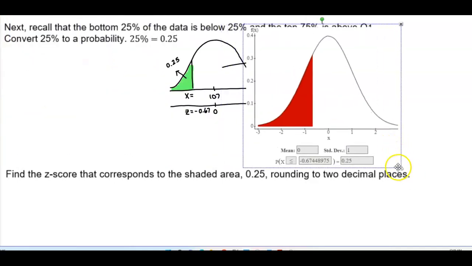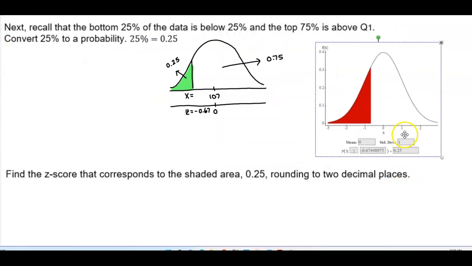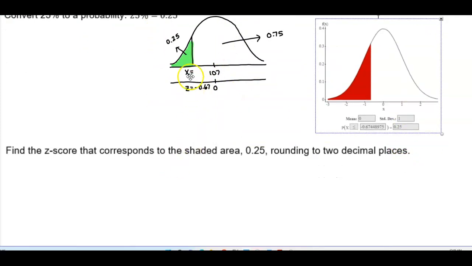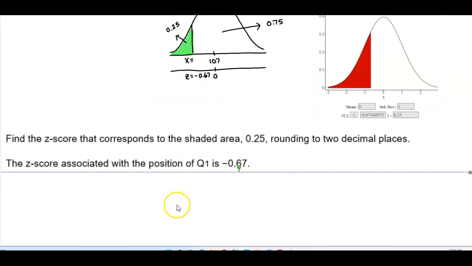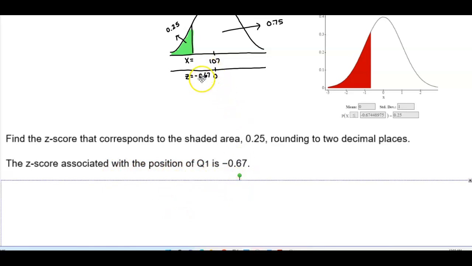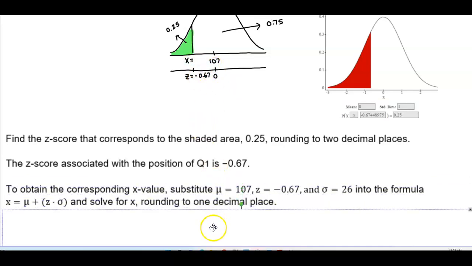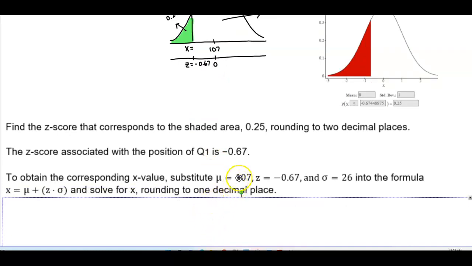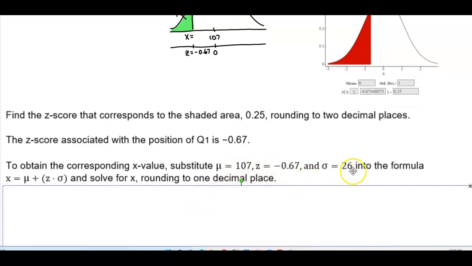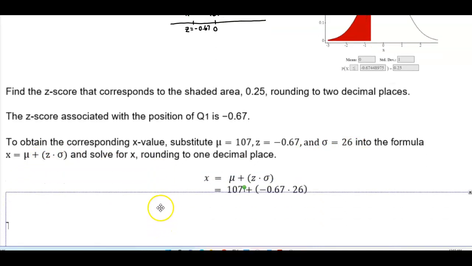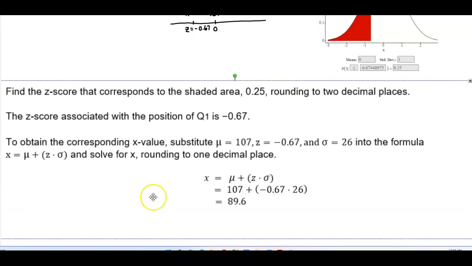And now we're going to use that z-score along with the mean and the standard deviation to find the value of x. So we got the z-score associated with the position of quartile 1 to be negative 0.67. It does make sense because that z-score is to the left of 0, so it should be negative. To obtain the corresponding x value, we're going to substitute the mean of 107, the z-score of negative 0.67, and the standard deviation of 26 into the following formula, and then round to 1 decimal place.